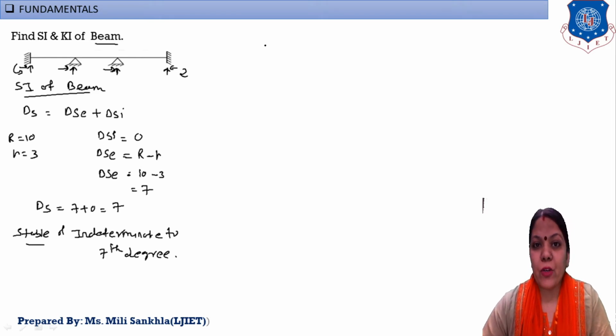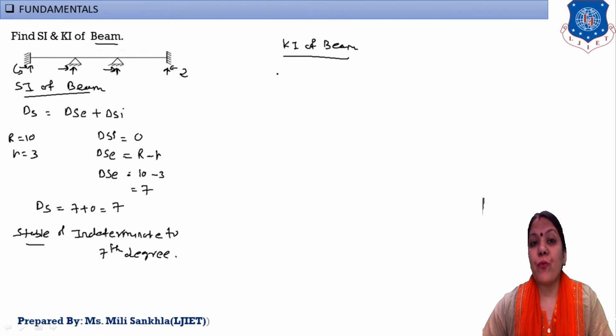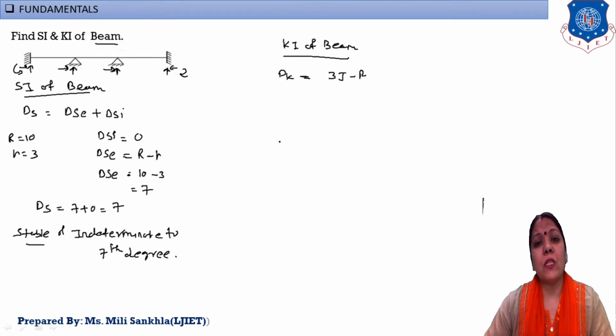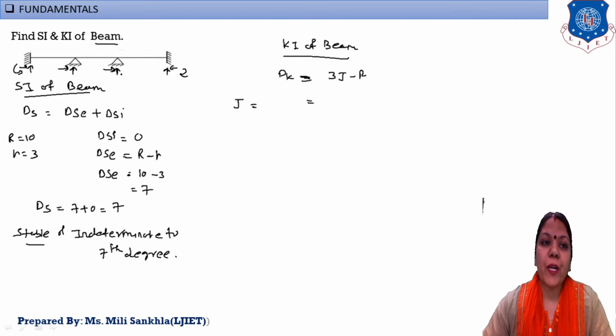Now second, we find out KI of beam. Right here our second heading is KI of beam. Now what is the notation of KI? That is DK. DK is equal to 3J minus R. Why do we use this equation? Because here internal hinge is not given. If internal hinge is given, then I use another equation. Now mention here J. J is equal to the number of joints, 1, 2, 3 and 4. J is equal to 4.